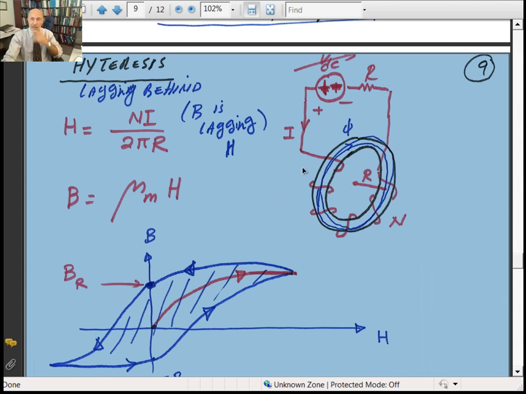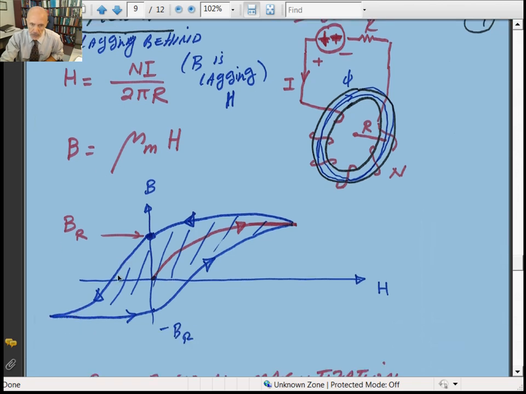Now to get rid of that, you need to apply a negative energy. So if I reduce the current in the opposite direction, change the polarity there, then H is now negative H, but the magnetic flux density B will come to 0. Go down to 0. But if you keep reducing the current I, or negative current, it does reach negative saturation. At that point, you keep increasing it again, positive. It doesn't come back to 0.